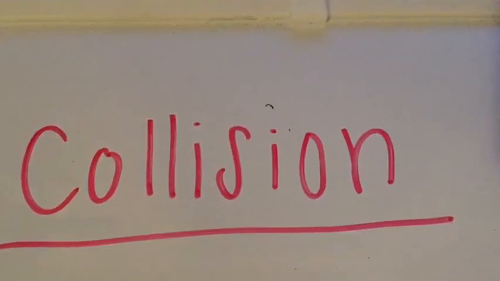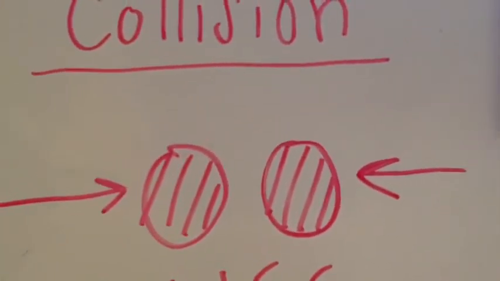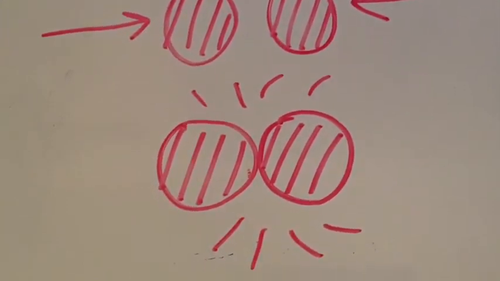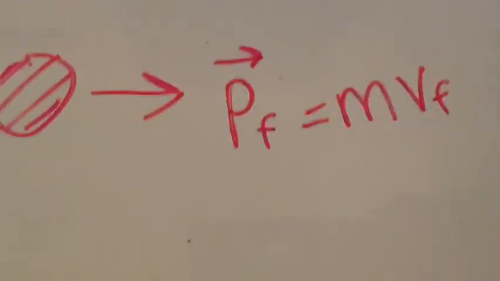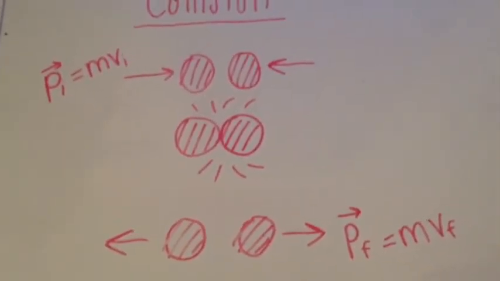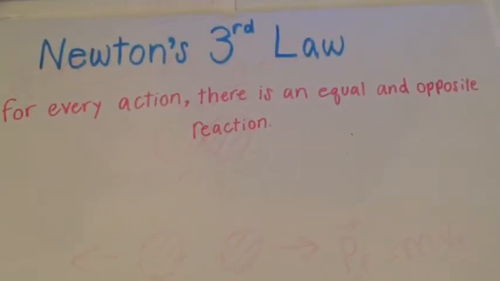A collision is defined as a short-duration interaction between two objects. An object moves towards another object, collides for a short period of time, and then recedes. There is momentum before a collision and after a collision, so it is important to find p initial using mass and initial velocity, as well as p final using mass and final velocity.